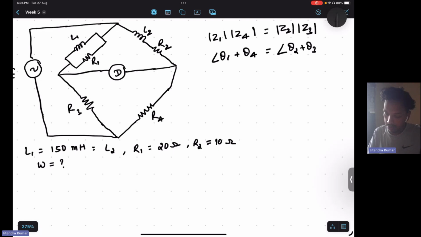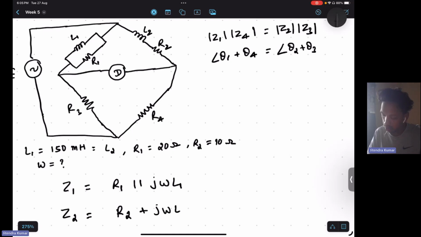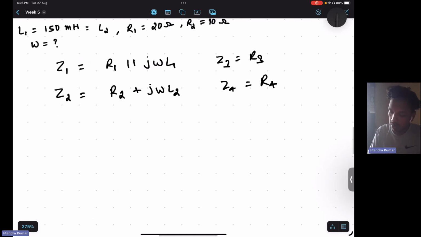Z1 is equal to R1 parallel with j omega L1. Similarly, Z2 is equal to R2 plus j omega L2 because both are connected in series. Z3 is equal to R3 and Z4 is equal to R4. At balanced condition, Z1 Z4 is equal to Z2 Z3.